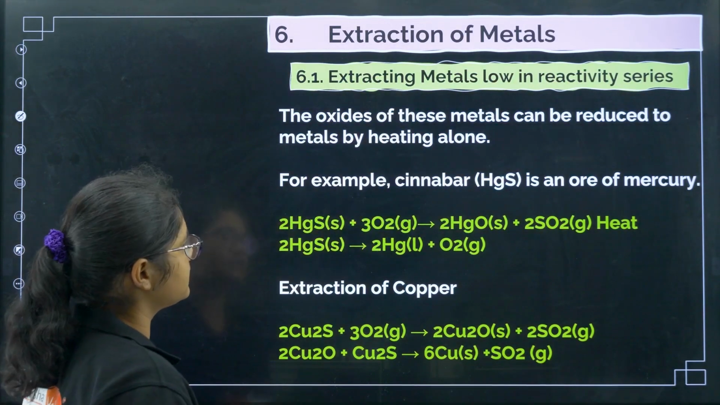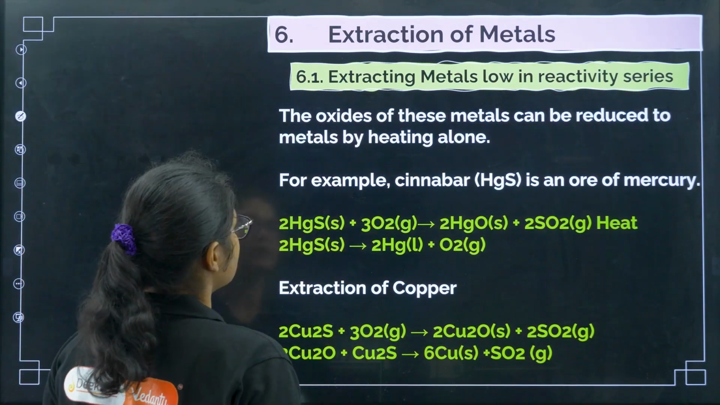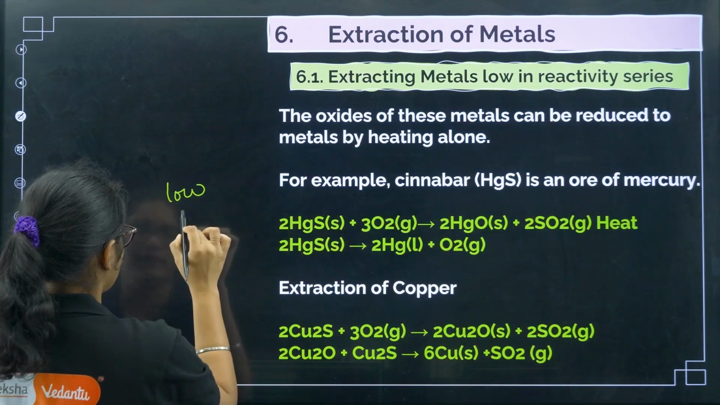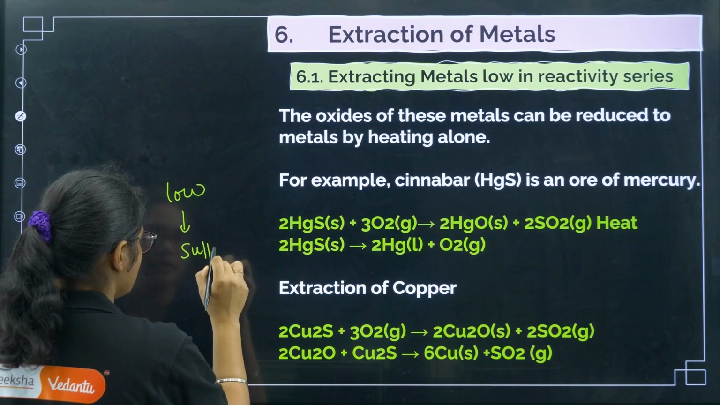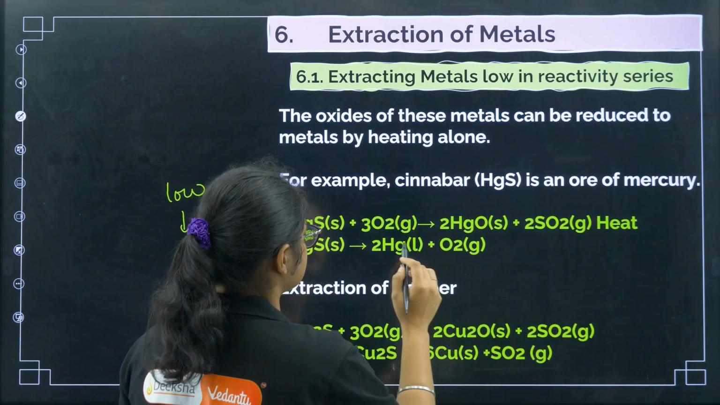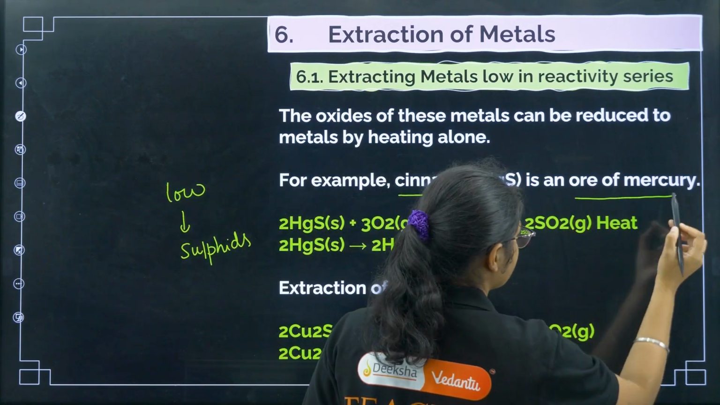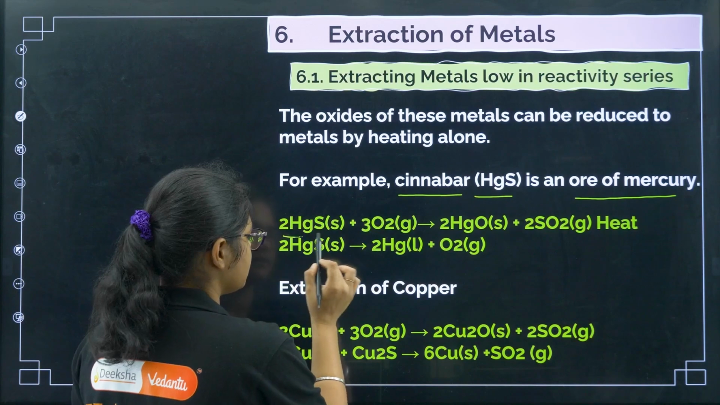Here you can see extracting metals of low reactivity in the series. The oxides of these metals can be reduced to metals by heating alone. As we said, low reactivity metals are found in the form of sulfides. For sulfides we do roasting, meaning heating in the presence of oxygen. You can see the example of HgS is given. This is an ore of mercury. Cinnabar is an ore of mercury, present in the form of sulfide.